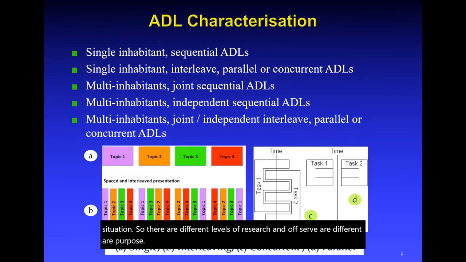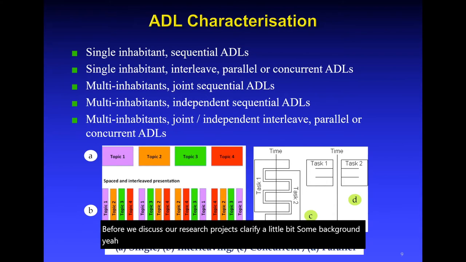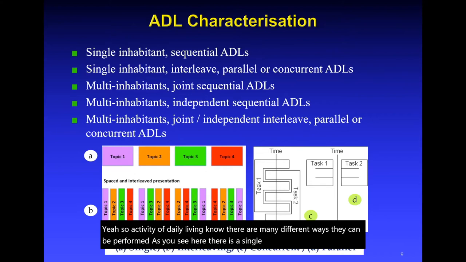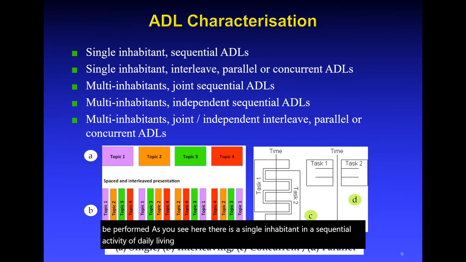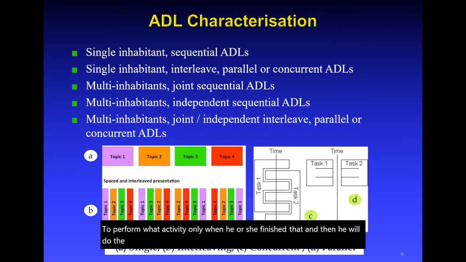Before we discuss our research, let me clarify some background. Activities of daily living can be performed in many different ways. As you see here, there is a single inhabitant performing sequential activities, which basically means the person performs one activity only, and when he or she finishes that, then does the next. And there is also a scenario with a single inhabitant who performs interleaved, parallel, or concurrent activities.